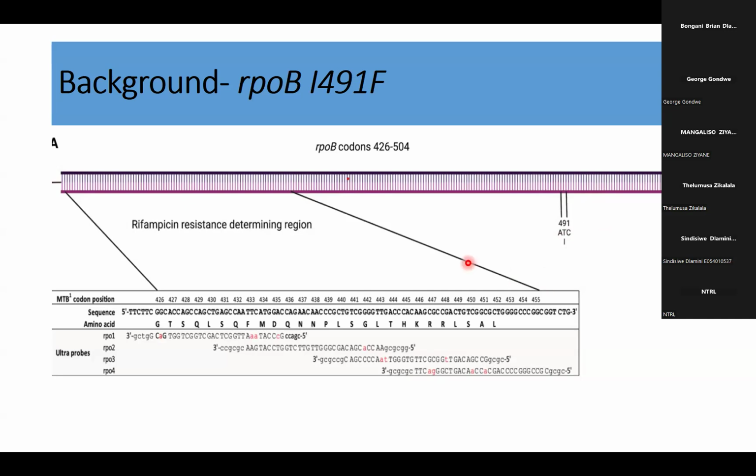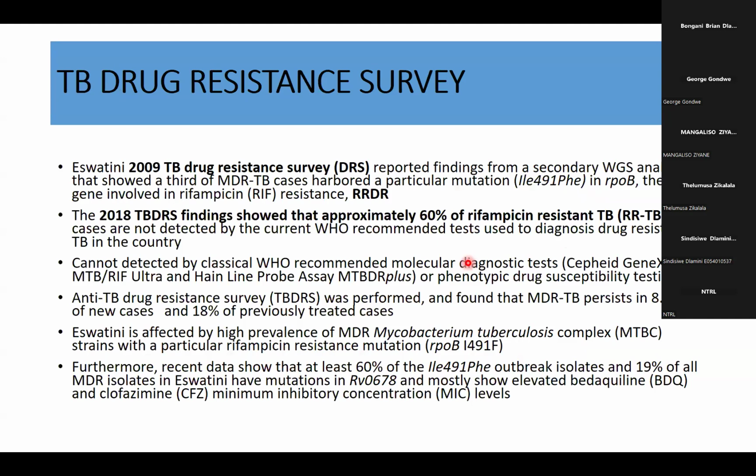Like I have mentioned, we got all this information from the drug resistance survey. In 2009, when we did our drug resistance survey, and also in 2017-18, we did another drug resistance survey. In 2009, we discovered that there were around 30% of the cases of MDR which actually had this kind of mutation.